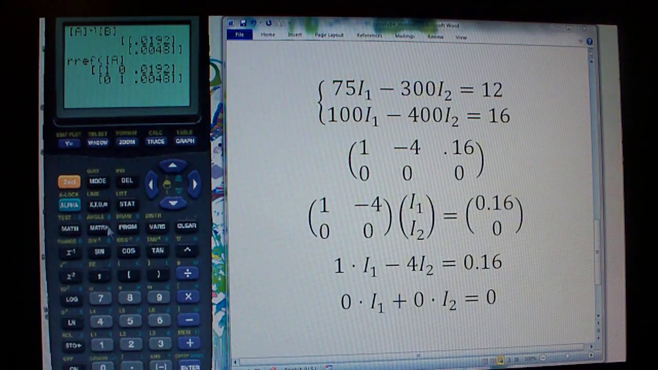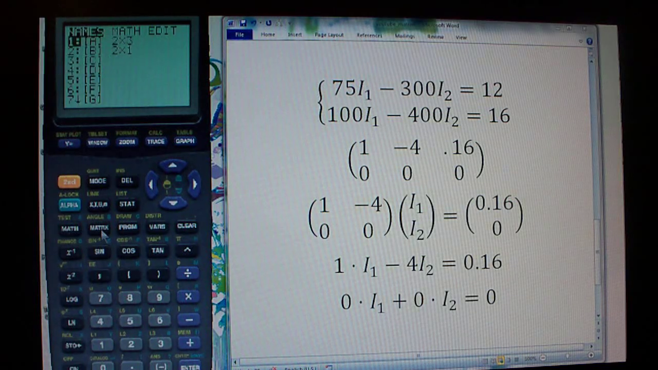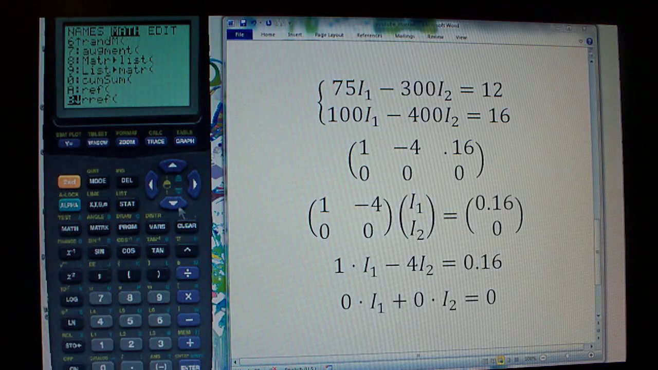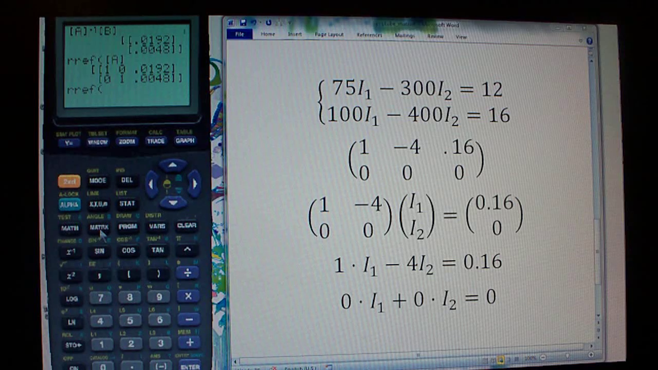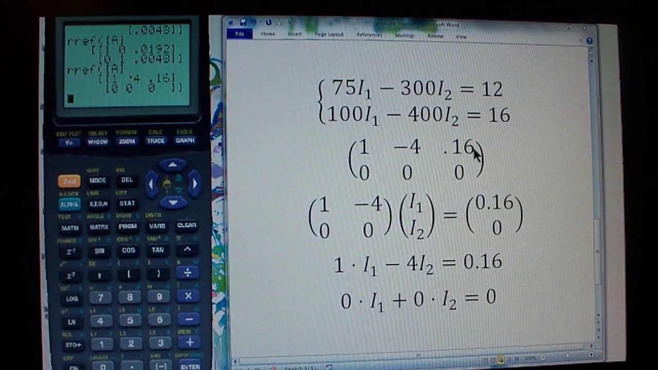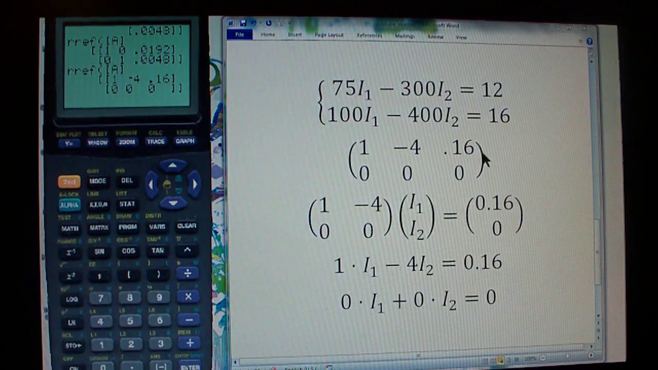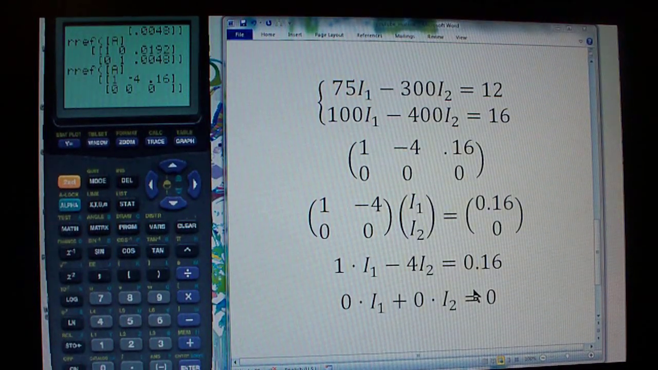So let's do the row reduced echelon form. Again, A inverse B does not give you any answer. What does the row reduced echelon form give? Let's see, math, scroll down, row reduced echelon form, matrix A, enter. And you get this result. What is this? In order to understand the result of the row reduced echelon form, you have to again split this into A and then B, so it's AX equal to B type.